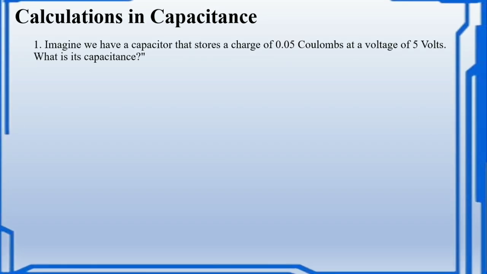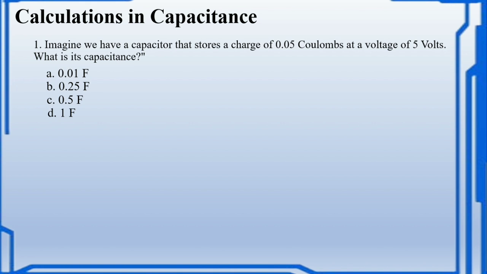Imagine we have a capacitor that stores a charge of 0.05 coulombs at a voltage of 5 volts. What is its capacitance? A. 0.01 farad, B. 0.25 farad, C. 0.5 farad, D. 1 farad.